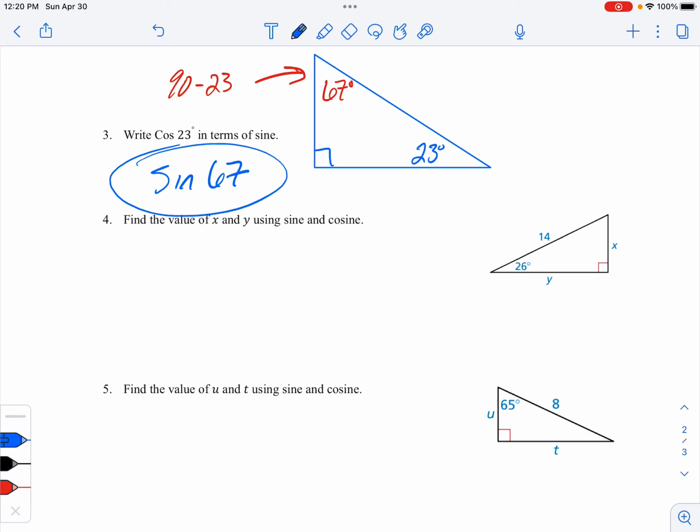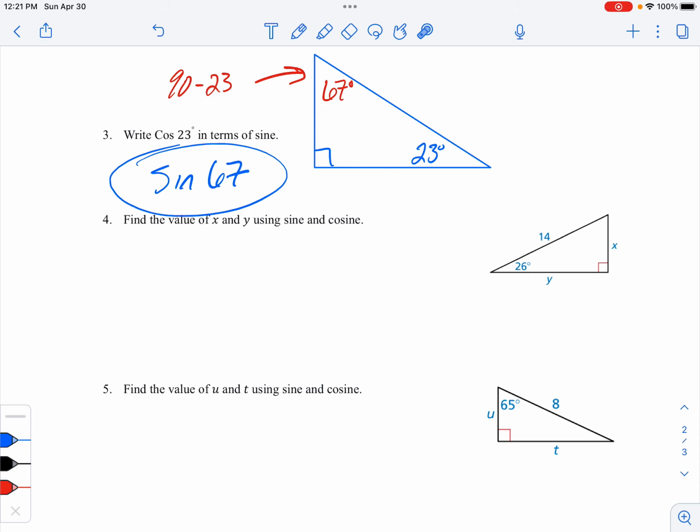Okay. And this is one of those ideas that might just take a minute to set in. So if you need to stop and watch this and think about this a little bit more, that's totally normal. I would recommend doing that. Moving on, let's look at solving some problems using sine and cosine.